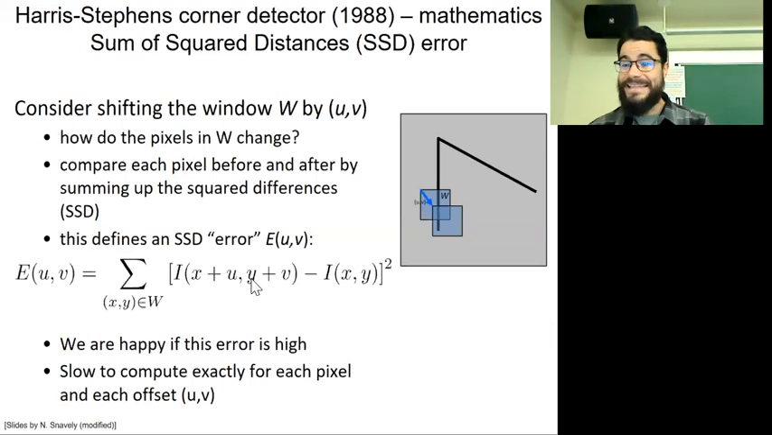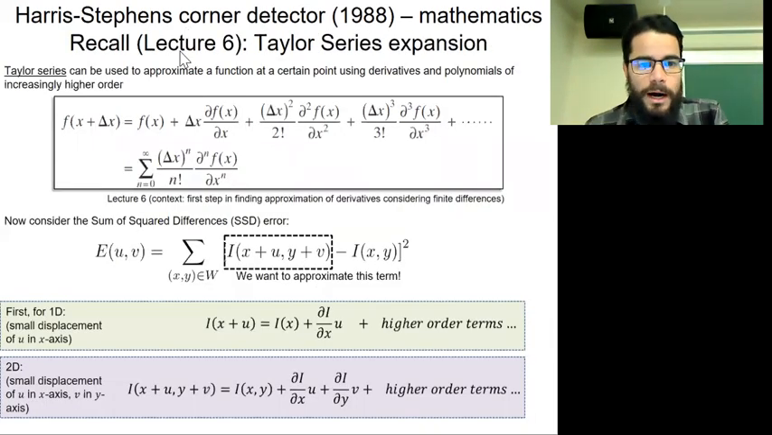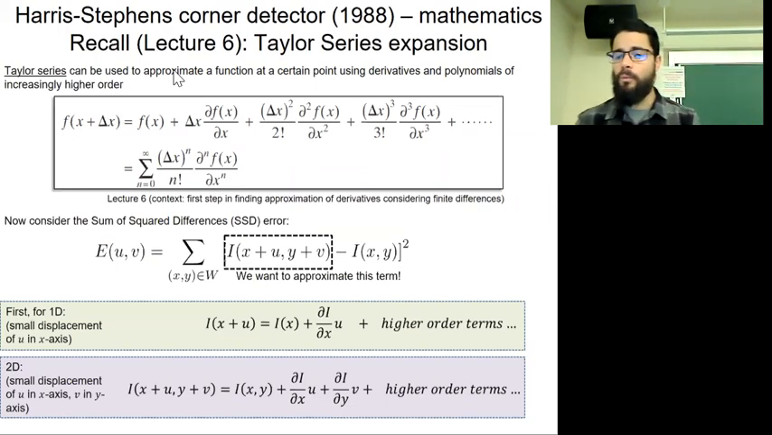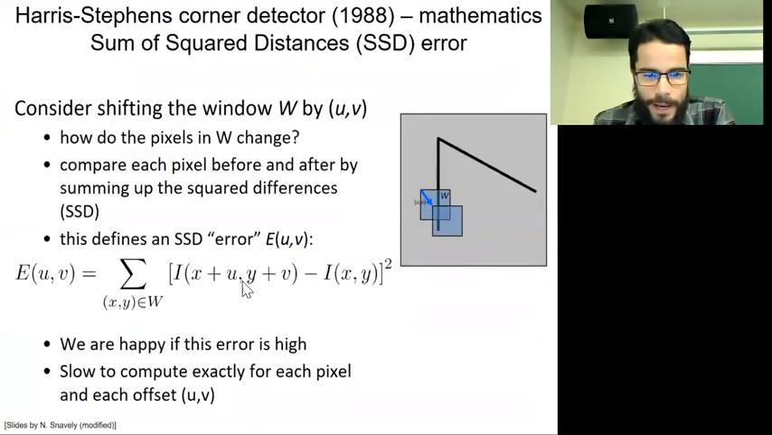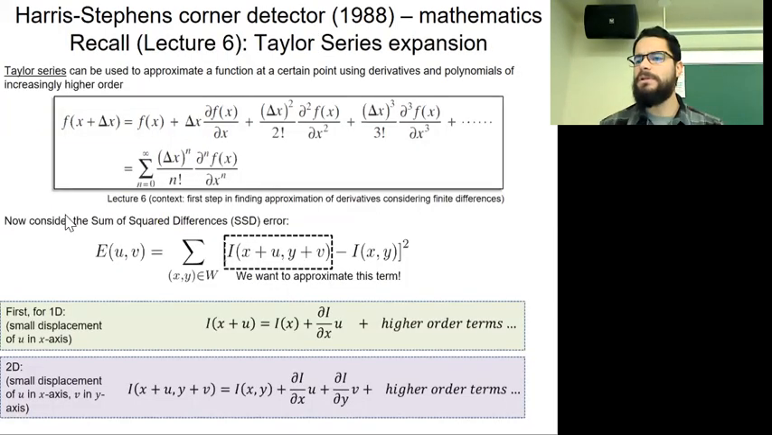So instead, we are going to use a Taylor series to approximate the value of this function here, and you see that there are a lot of nice things that we can get from this approximation, okay? So this is what we are trying to approximate. Again, you could implement this algorithm right away with this form, but this is not efficient, okay? So this is going to be a little review on what we discussed on lecture 6, the Taylor series expansion. Taylor series can be used to approximate a function at a certain point. We already know that, using derivatives and polynomials of increasingly higher order. So if we want to approximate this function here, this is how it's going to look like. In fact, this is similar to what we approximated on lecture number 6.